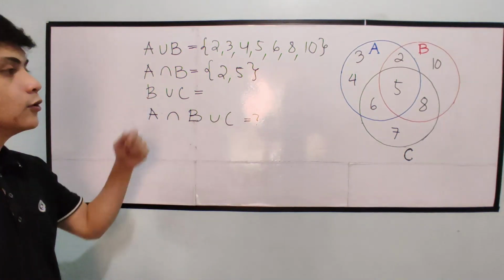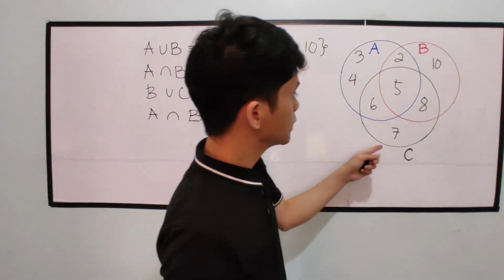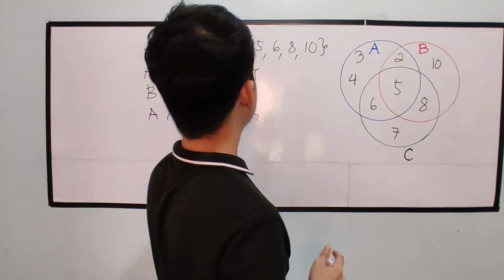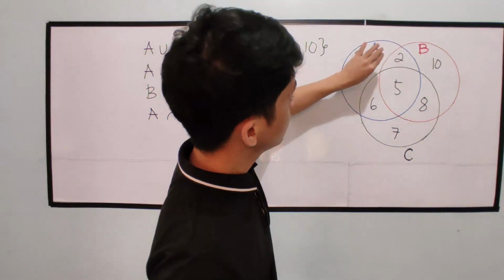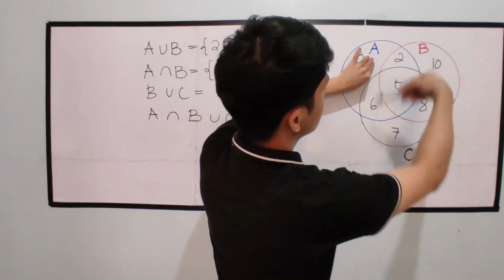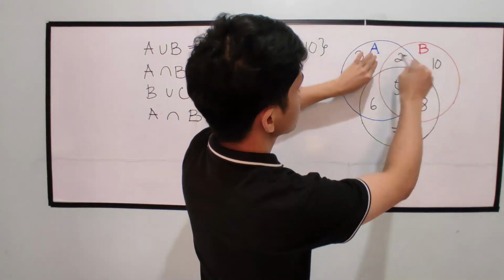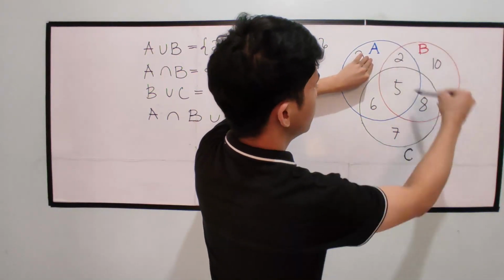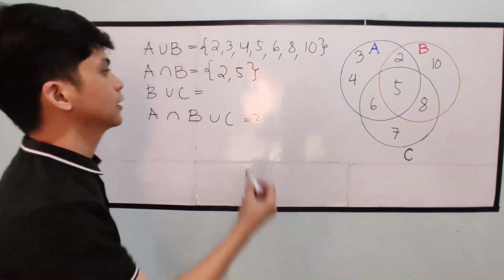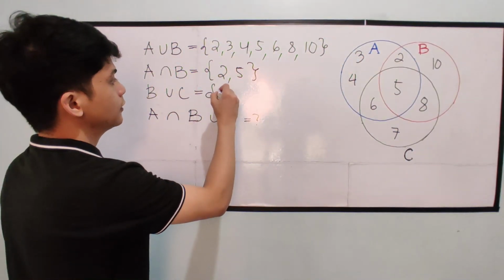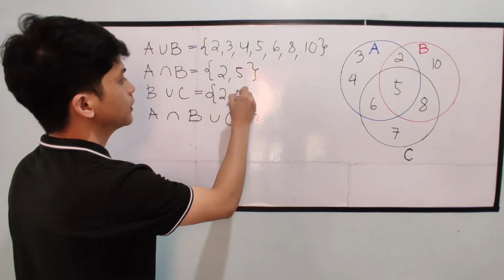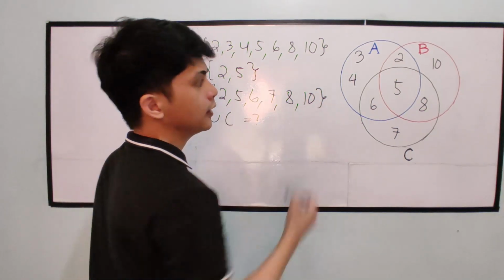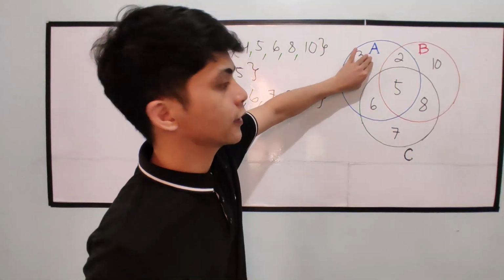Then next, the union of B and C. So, ito yung C natin, yung black circle. Yung B natin is yung red circle. So, yung union daw ng B and C. Ibig sabihin, lahat ng elements na nandito, lahat ng elements maliban sa 3 and 4. Kasi lahat ng elements na nandito, nasa loob sila ng circle B and circle C. So, yan na yung sagot. Sulat lang natin dito yan. Ang elements, 2, 5, 6, 7, 8, and 10. Okay? So, lahat ng elements maliban lang sa 3, 4.